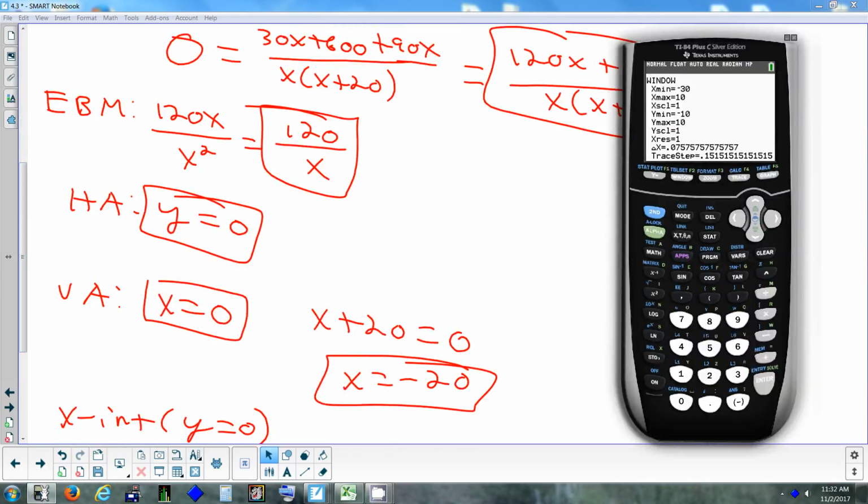What's x max? Well, x is the speed of the car. There really is no limit to how fast the car could mathematically be going. So I'll set it to 100. y is the time. It's not going to take negative time, but for now, let's just look at it the way it is and see what it looks like.